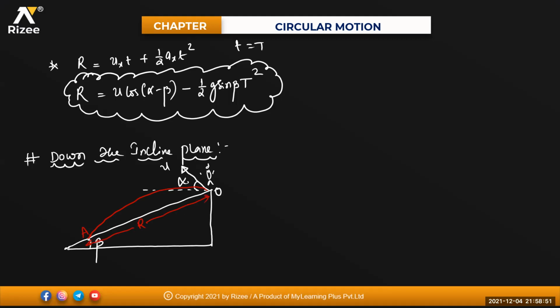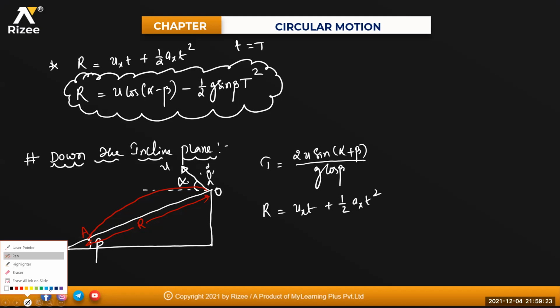Done. So as you are coming in the downward direction, you just need to resolve it. Time of flight for this one will be equal to how much? Time of flight T is equal to, as you're coming down, plus 2u sin(alpha plus beta) divided by g cos beta. Done. And the range same: R is equal to ux into t plus half ax t square. See, if I resolve it very carefully, I'll do the resolution also. This will become for me, see how much.